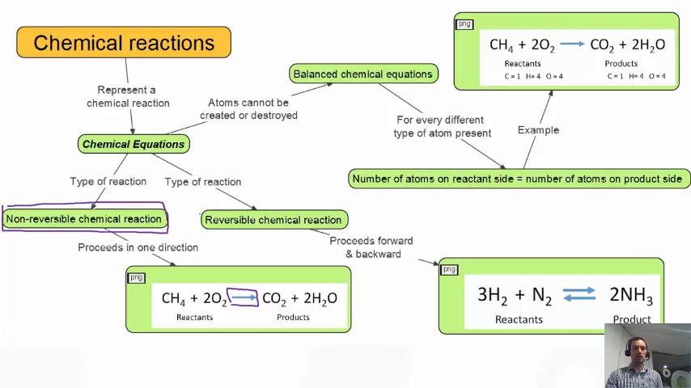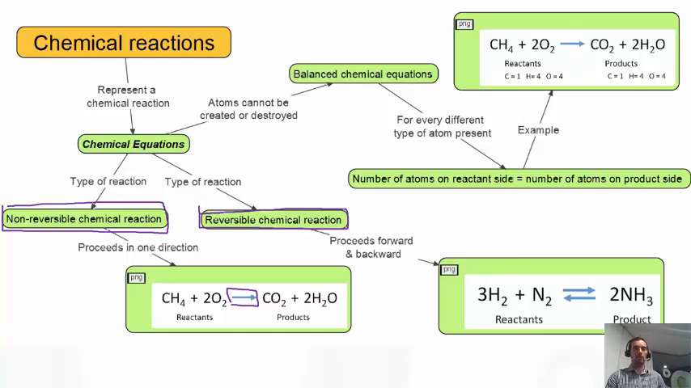But as we'll see in later sessions, some chemical reactions are what we call reversible. In this case, we have arrows going from left to right and from right to left, indicating that you can go from reactants to product, but the product can also be broken back down into the reactants.